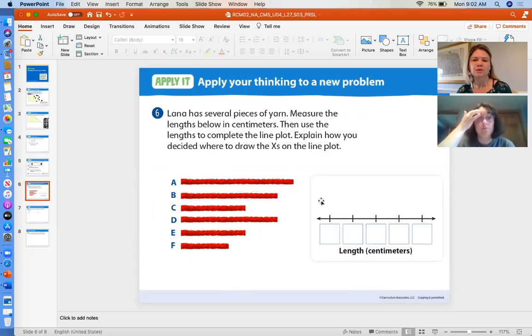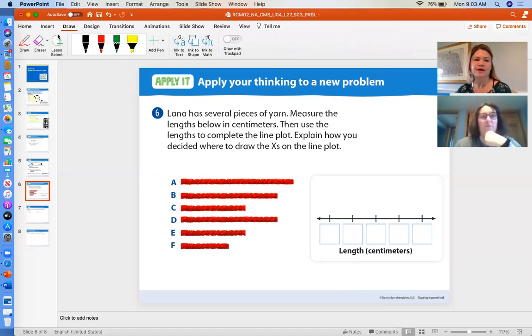Okay. All right, so this says, Lena has several pieces of yarn. Measure the lengths below in centimeters, then use the lengths to complete the line plot. Explain how you decided where to draw the X's on the line plot. So how many parts do we have to do? Quite a few, don't we? We have quite a few to do. Okay, so first let's organize our information, our data. Okay, let's measure so that we know what our numbers are. Okay, so Mrs. Walker, you do the measuring and I'll do the writing.